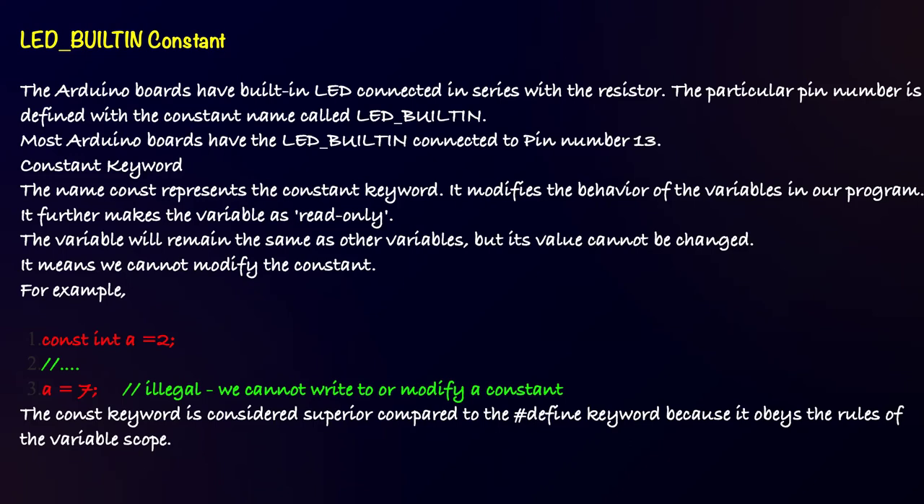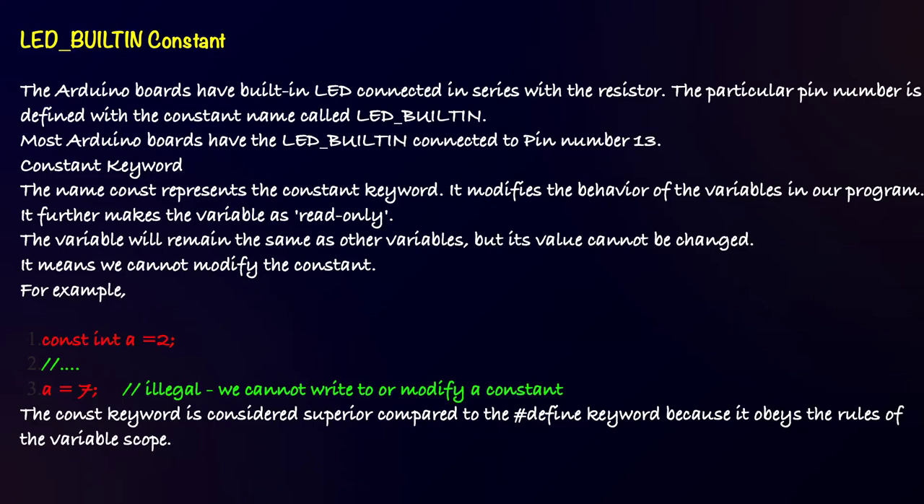For example, const int a equal to 2, and now if we write a equal to 7 somewhere in the code, it is illegal, right? Illegal means you will not be charged for it, or jailed for it, but you will not be able to modify it. Basically, it might show an error.